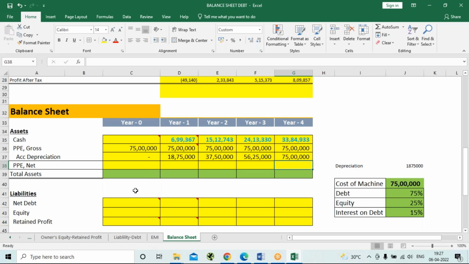Okay, so here we are going to calculate the value of an asset. This will be equal to PP&E gross minus accumulated depreciation value. I will drag it till the end of the period and press Ctrl+R, so that we make sure that at the end of the period it should be zero value.